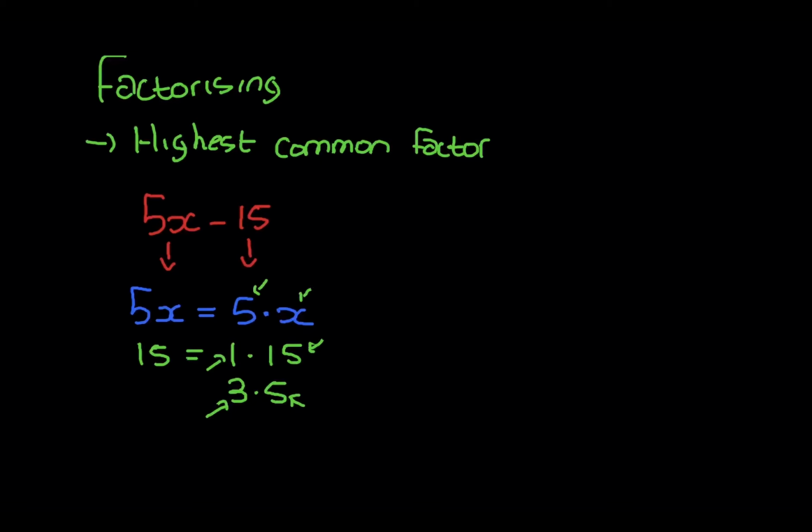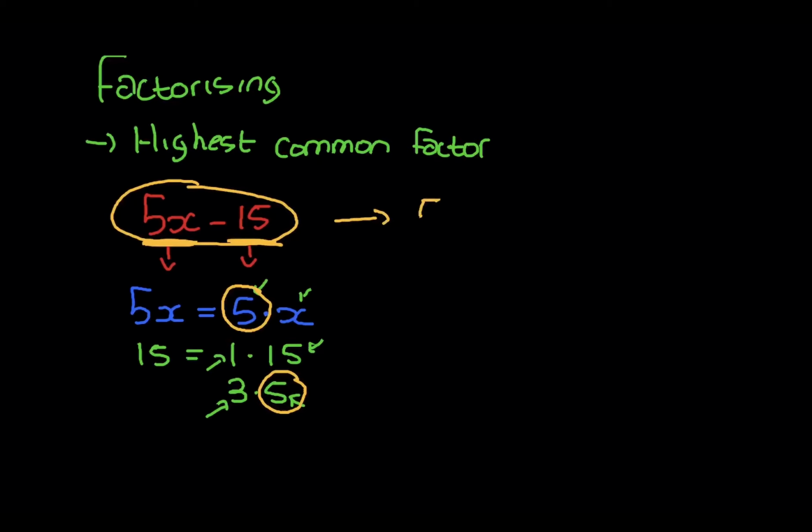So now our job is to find the highest common factor in both. In this case it is 5. So what we do now is we take this 5 and we pull it out of these terms. And when we pull out, we divide the terms by that factor. What do I mean by this? Let me just show you.